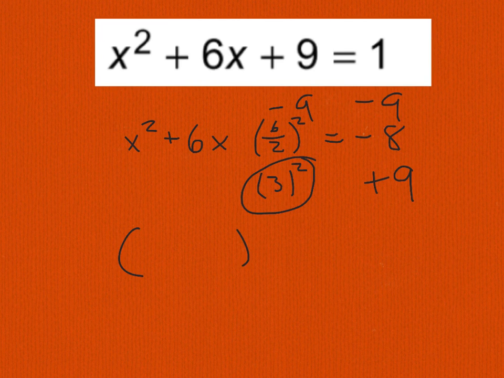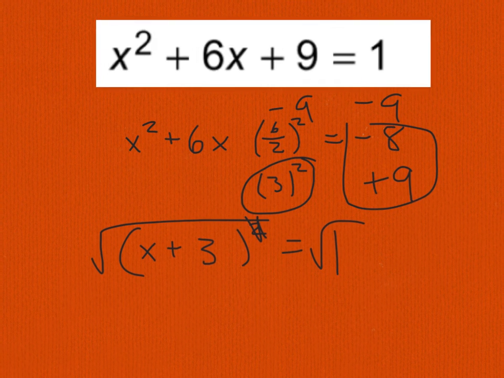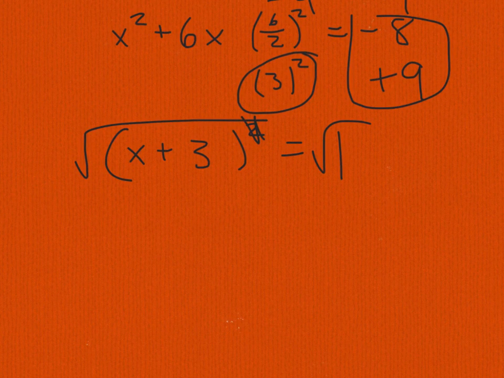So in our parentheses, what are we going to get? X plus 3 equals 1. X plus 3 is equal to 1. Perfect. So now we square root it. So the square root and the squared cancels out. And what's the square root of 1? 1. So we're going to get x plus 3 is equal to plus or minus 1.